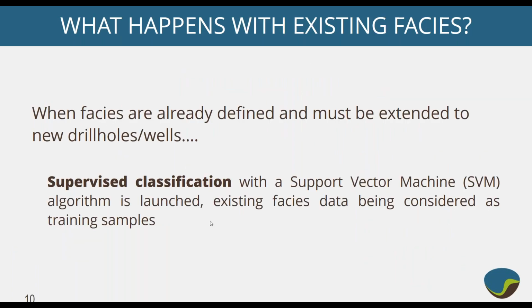If we have already defined facies or domains, then we directly apply these facies to the whole data set with a supervised classification with a support vector machine algorithm, if it exists. Possibly, if we have this definition on few samples only, we can extend it a little bit with a geostatistical algorithm on a larger subset of the whole data set and then launch the supervised classification. So any combination is possible.